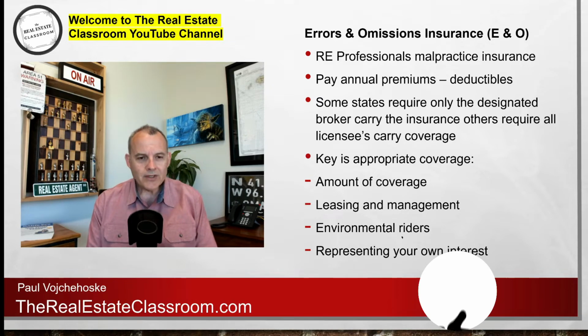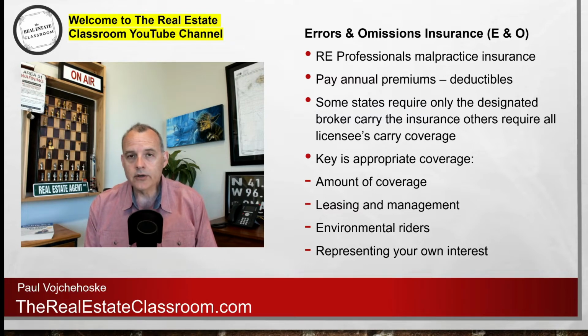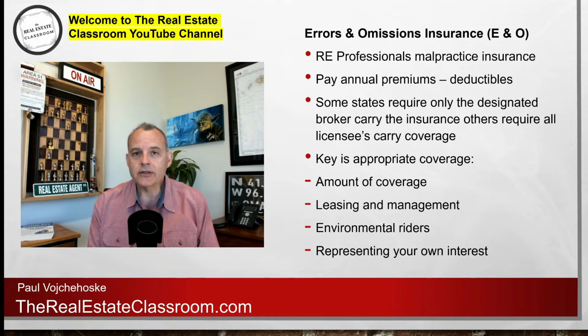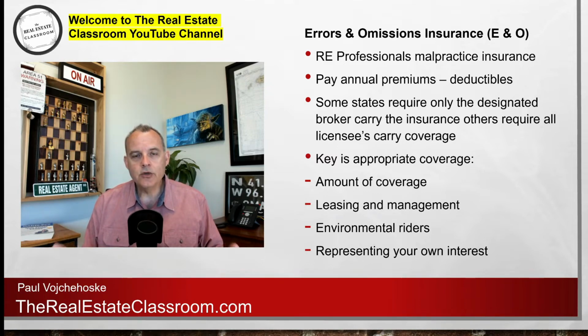Now, what this is, basically, is your malpractice insurance. Not unlike a doctor or a lawyer who will have their malpractice insurance, that's what Errors and Omissions Insurance is. So if you make a mistake, you screw something up in a real estate transaction, you have that insurance coverage to protect you financially. And in most policies, it does provide for legal counsel.